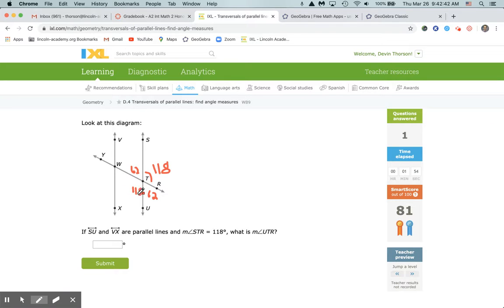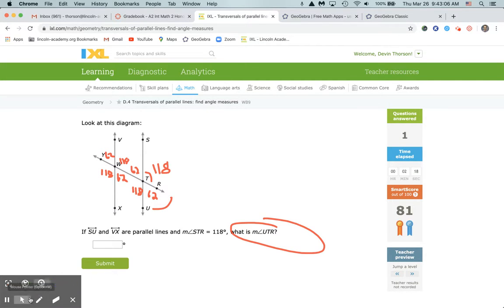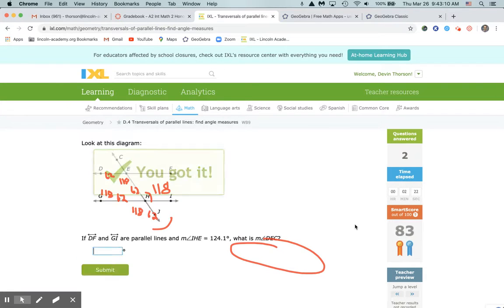And then again, if I needed to, I just come over here and write in those values, 62, 118, 62, and 118. And then I just go look to see which angle they want. They want angle UTR. So I find my U, I find my T and my R, UTR, that's this angle right here. That's a 62-degree angle. So I type in 62 degrees and I have got it.